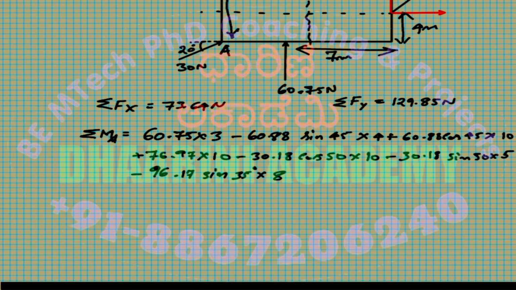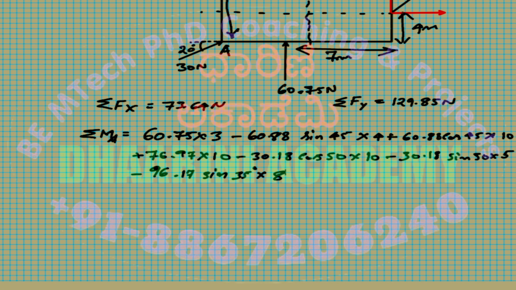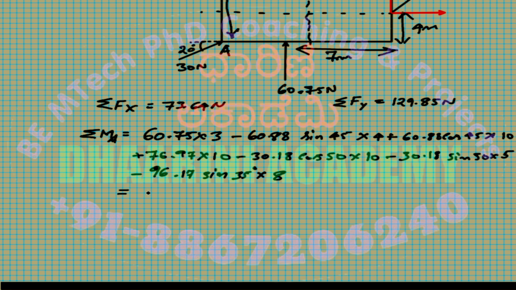We finished all the forces, right? If you simplify this equation, we'll get the required moment, the sum of the moments of all the forces at point A. This comes to be 9.36 Newton meters. Okay, all right.